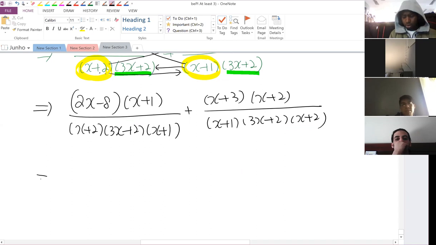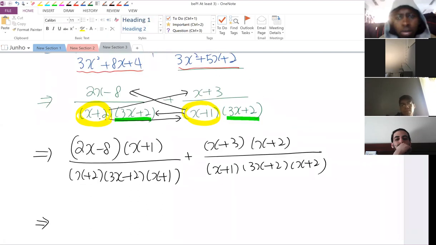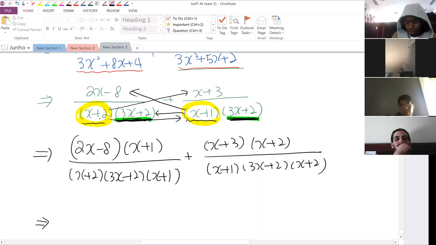How do you know when to use the leftover to multiply, or is it just always what's in the front? Yes, exactly. So here, after we indicate 3x plus 2 and 3x plus 2, whatever is in front of the common term that is not common is what I call the leftover factor. So whatever is left on this side, you multiply to the second fraction. Whatever you left on the second fraction, then multiply to the first fraction.